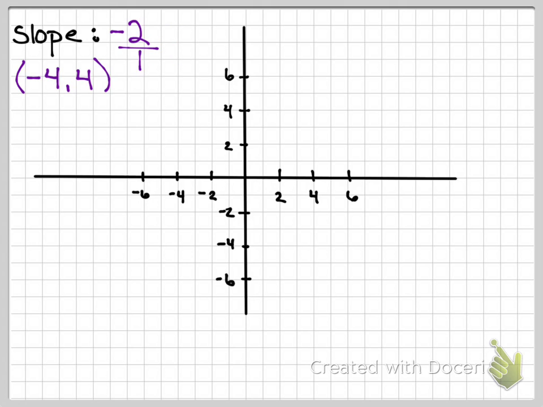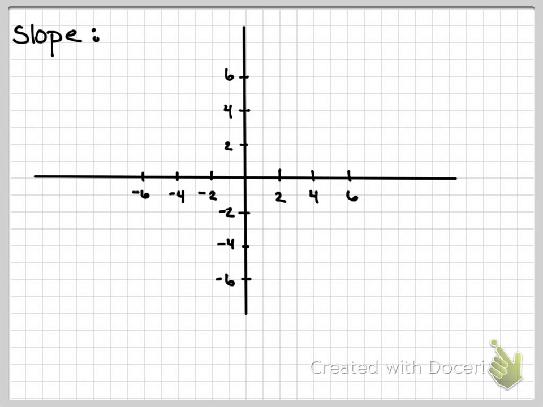So now from this point, -4, 4, I'm going to follow my slope. I'm going to go down 2 over 1 and draw my line through it. So we use our slope, guys, to go from that point, and we went down 2, over 1, and we plot our point and draw our line. And that's how we draw the line when it only gives us one ordered pair and the slope.